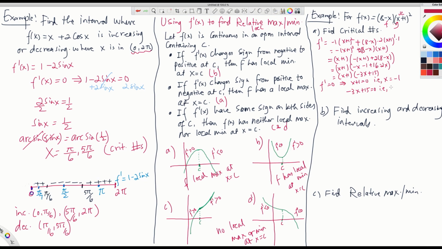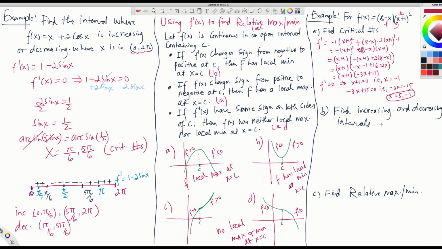Negative 3x equals negative 15. I subtracted 15 from both sides. Now divide by negative 3. You will get x equals 5. So the critical numbers are x equals 5 and negative 1. These are the critical numbers, okay?